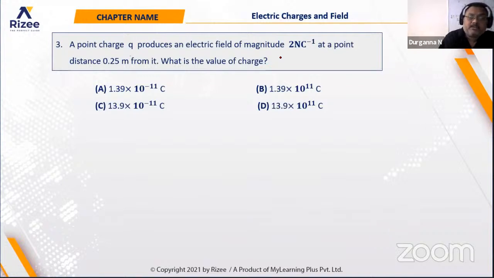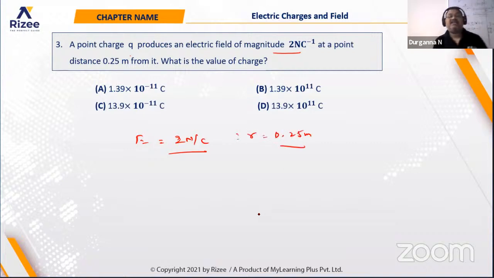A point charge q produces an electric field. He has given the magnitude, that is the E value, 2 Newton per Coulomb, at a point distance r equal to 0.25 meters. What is the charge value he is asking?